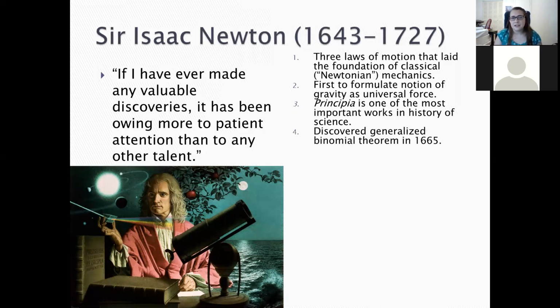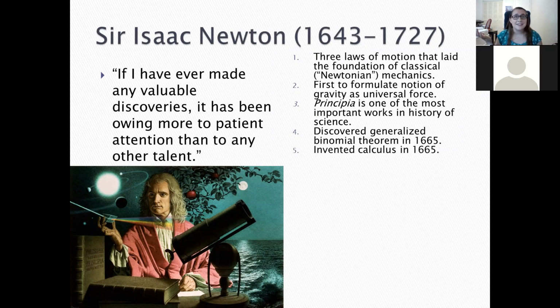He discovered the generalized binomial theorem in 1665. So he wasn't just involved with science, he was also really important in the realm of mathematics. And this generalized binomial theorem is valid for any rational exponent, and it's still used extensively in mathematics today. But he also contributed other theories in mathematics, such as Newton's identities and Newton's method for finding the minimum and maximum of a function, an easy way to find the reciprocal of a number. He also studied the power series and finite differences. There's a lot of stuff that he did in the realm of mathematics as well.